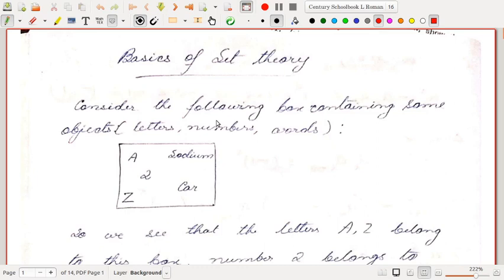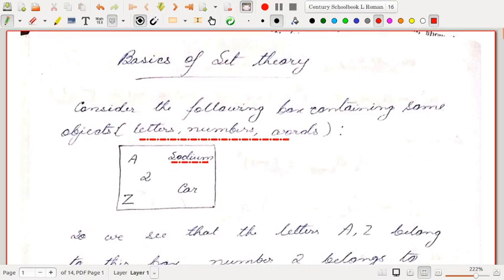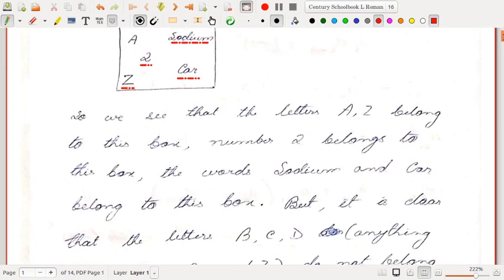So first of all, what is a set and how to visualize this? For this, let us start with an example. Say consider the following box containing some objects, say letters, numbers and words. So this is a box which contains some objects: A, then there is a word called sodium, then there is a number called 2, then there is a letter Z, there is a word called car. So we see that the letters A, Z belong to this box, the number 2 belongs to this box, the words sodium and car belong to this box.